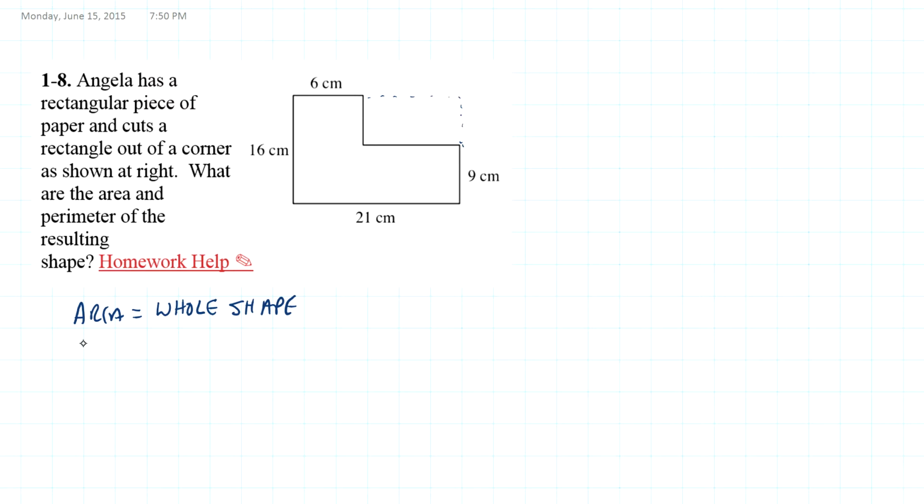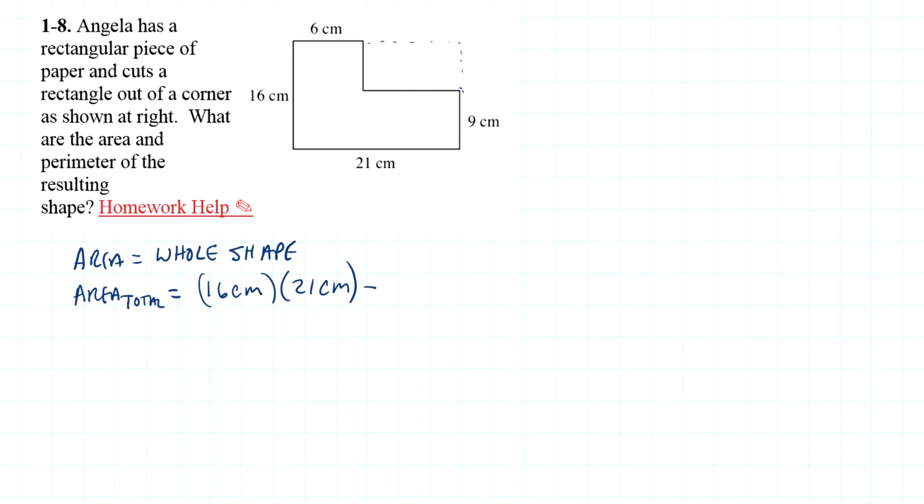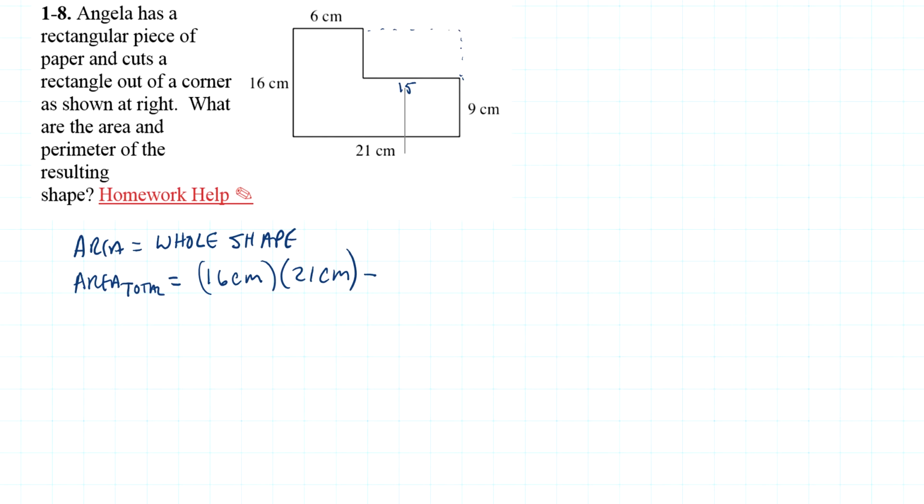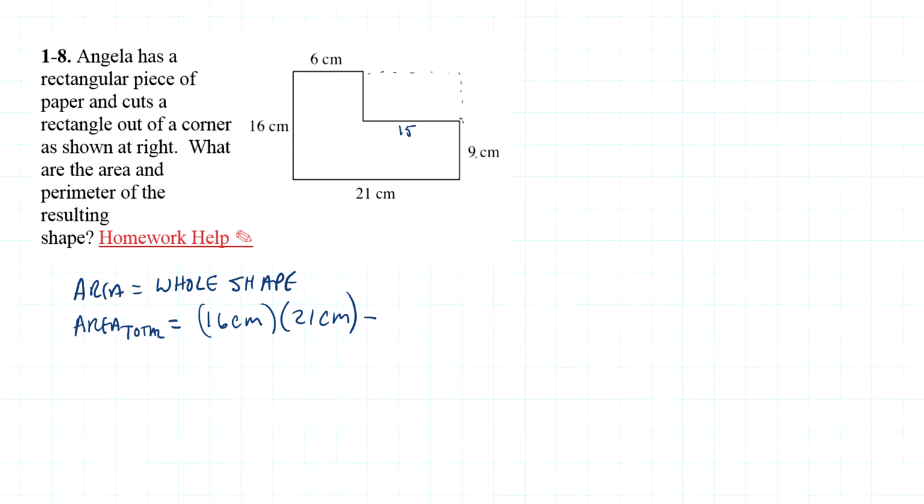And so the area of the total shape, and I'm just going to use a T here for total, is going to be the area of this big rectangle, which I think all of you can see is 16 centimeters times 21 centimeters. And then that's for this whole shape. So then what I'm going to do is just subtract out this little piece here. Well, 21 minus 6 is 15. And 16 minus 9 is, what is that, 7? So this is 7 centimeters, okay?